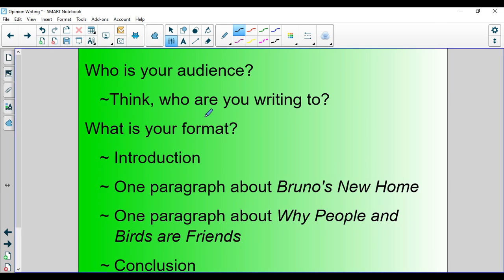Next, we need to think about what our format is. I'm going to show you what the format should look like. You need an introduction that's a couple sentences long, introducing what you're going to be talking about. Then you're going to need a paragraph about Bruno's New Home. It tells you in your prompt that you need to include details from that text. You need one paragraph about why people and birds are friends. So two separate paragraphs discussing how those two texts show character traits. Then you're going to have a conclusion. So in total, you should have about four paragraphs.